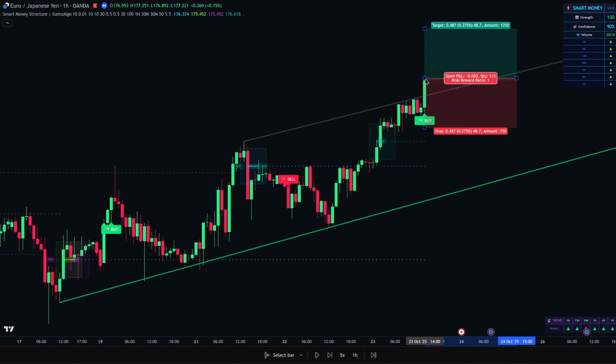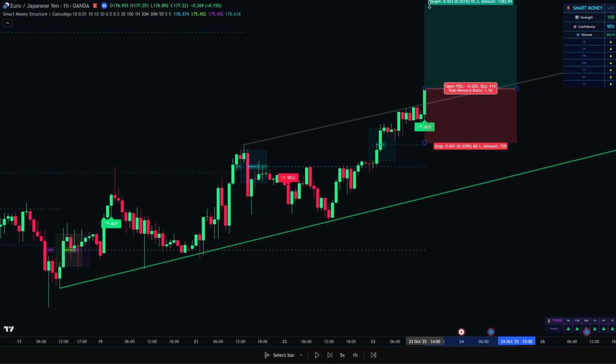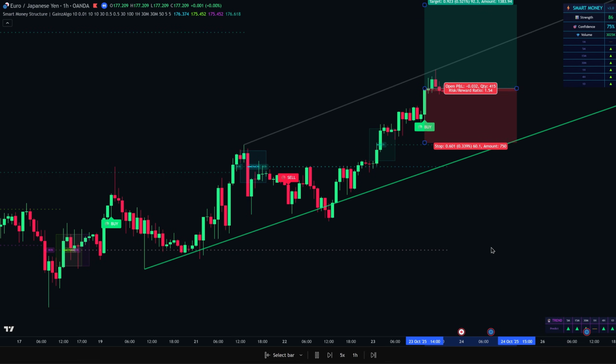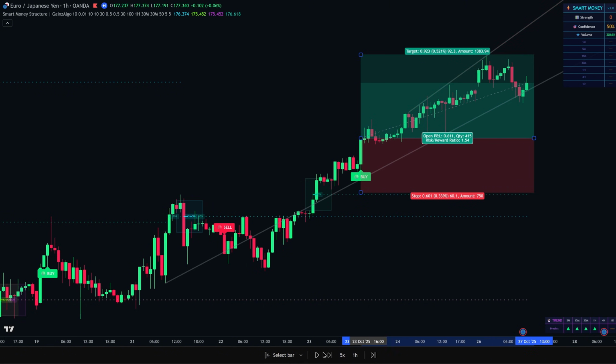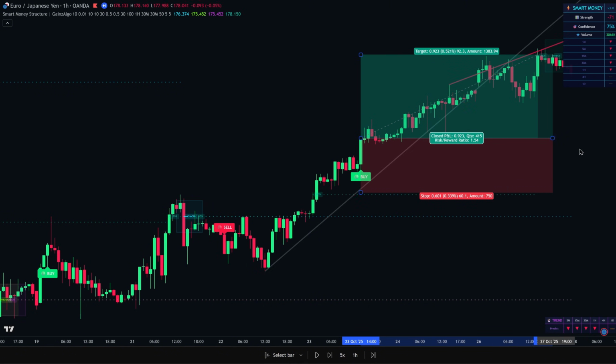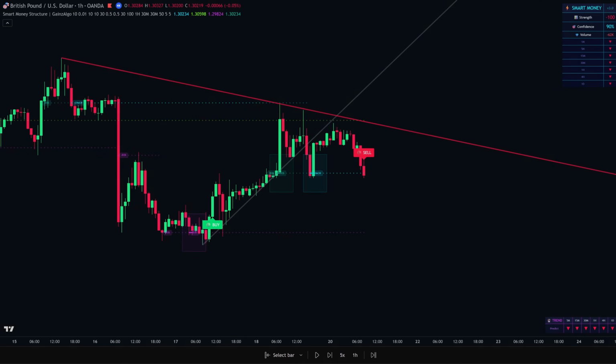For risk management, stop loss should be placed just below the buy signal or the most recent structure low. For take profit, we can aim for a 1-to-1 or 1-to-1.5 risk to reward ratio. If we allow the trade to play out, we can clearly see price moving in our direction and eventually hitting the take profit target.